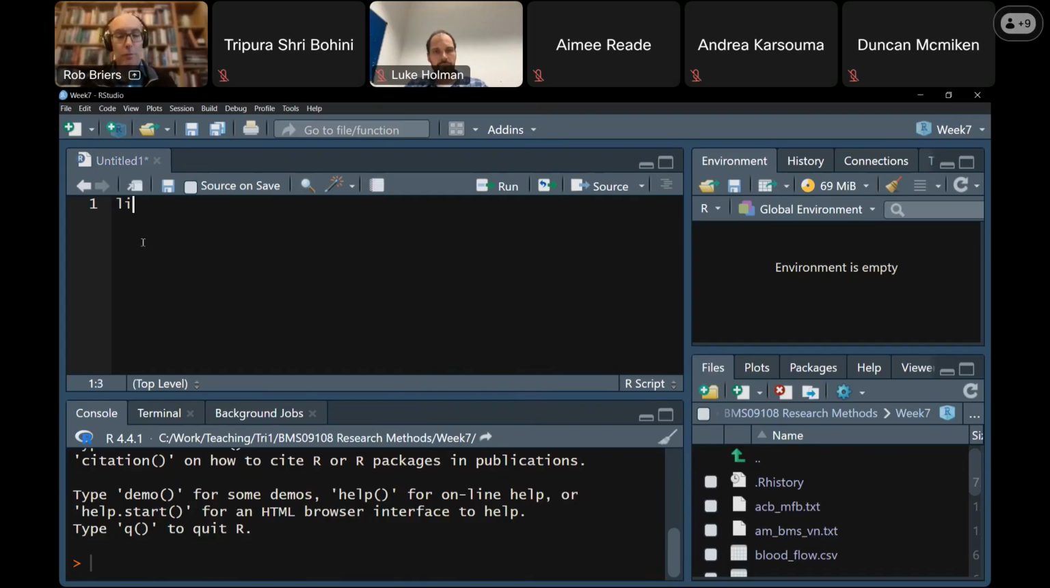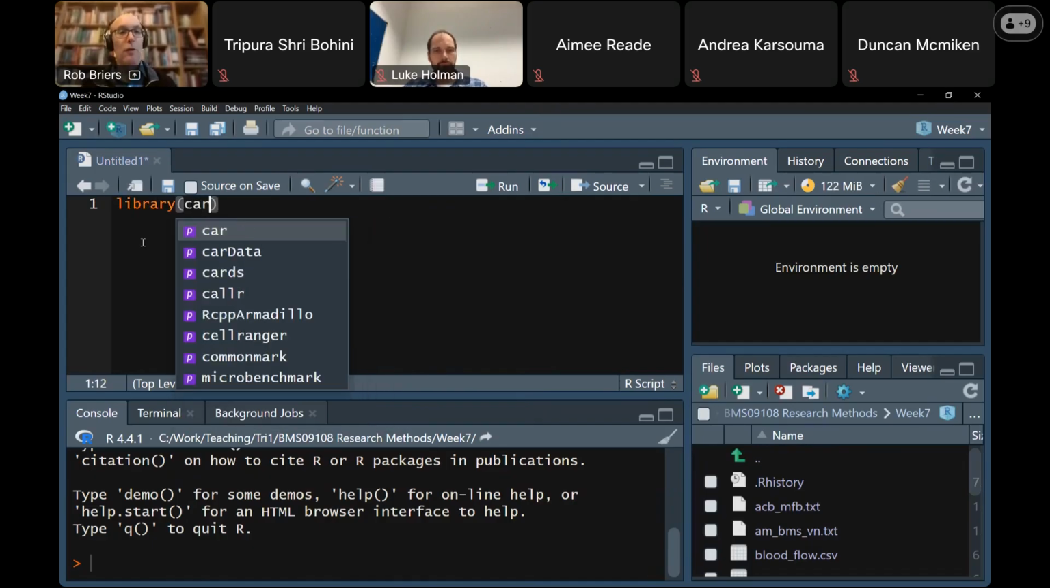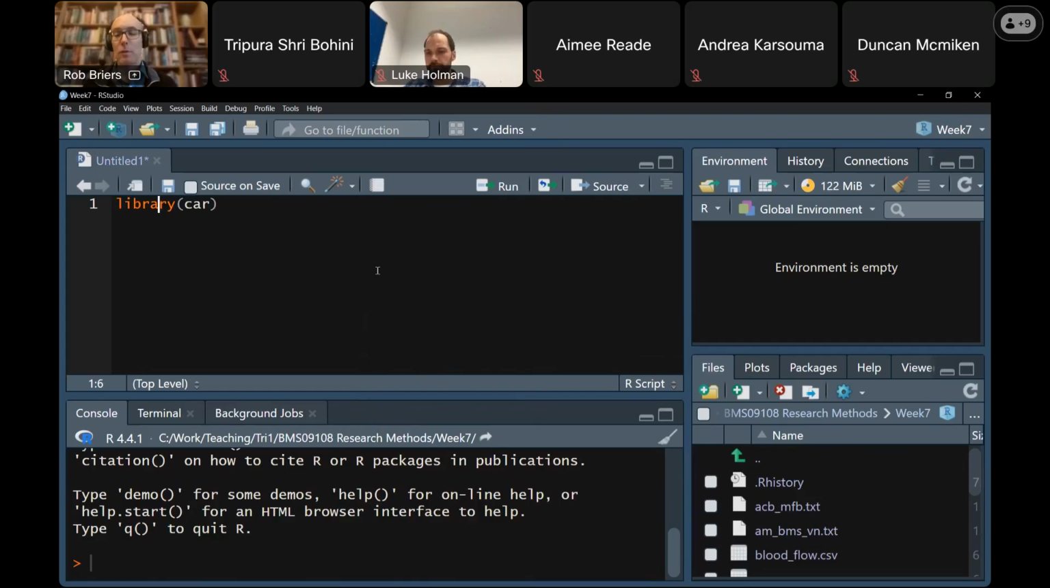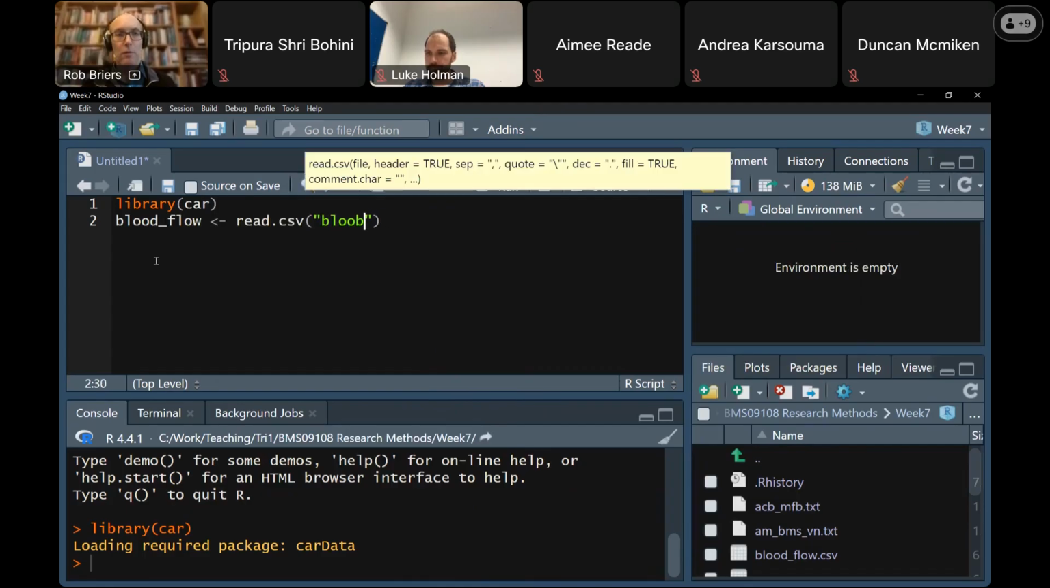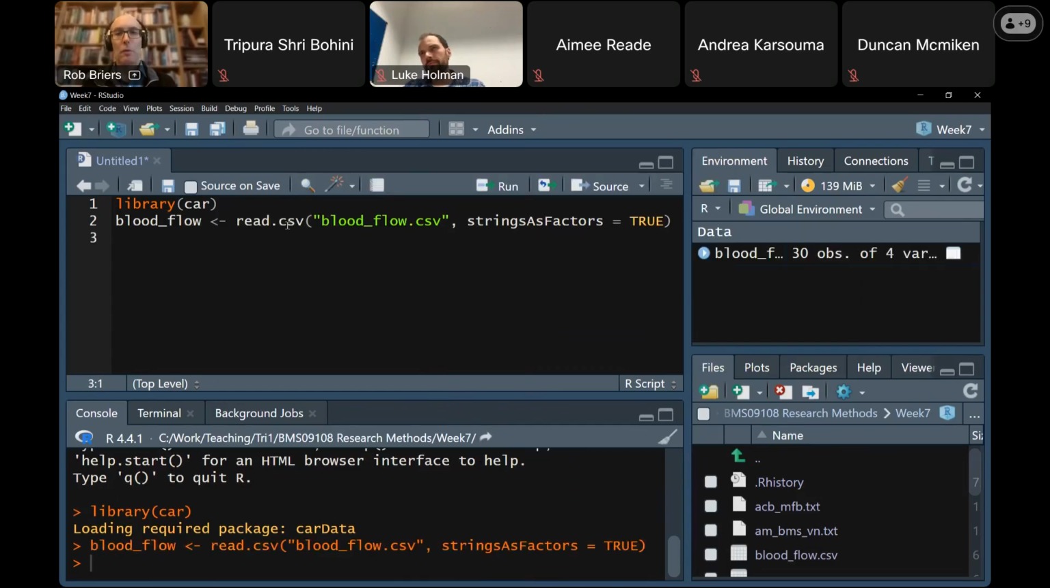We'll start by just getting used to it. We'll use the car package again, for slightly different things this time, so we'll get that loaded up to start with. And then we'll read in the data, exactly the same as we've done before. So read.csv and it's blood flow. Exactly the same process as before. So read in that data and we can have a quick look at it.